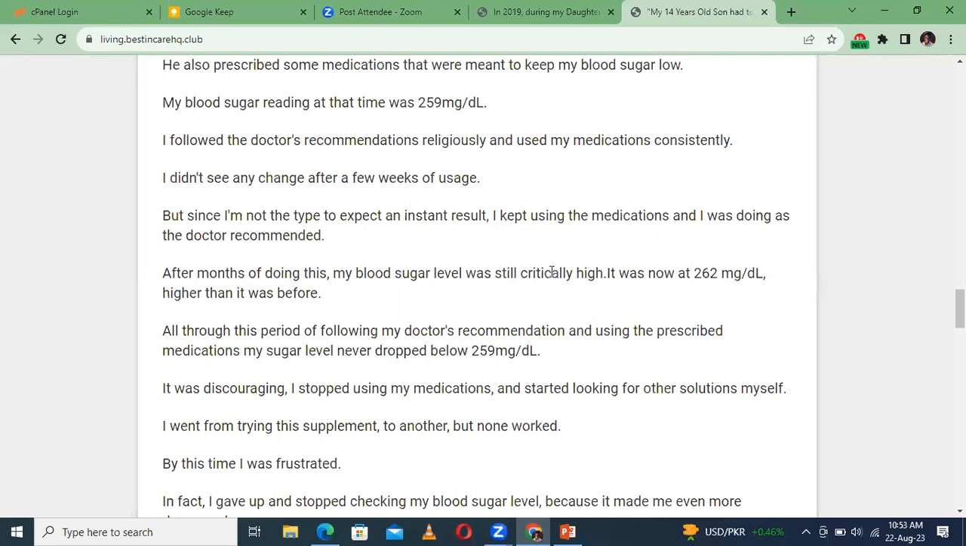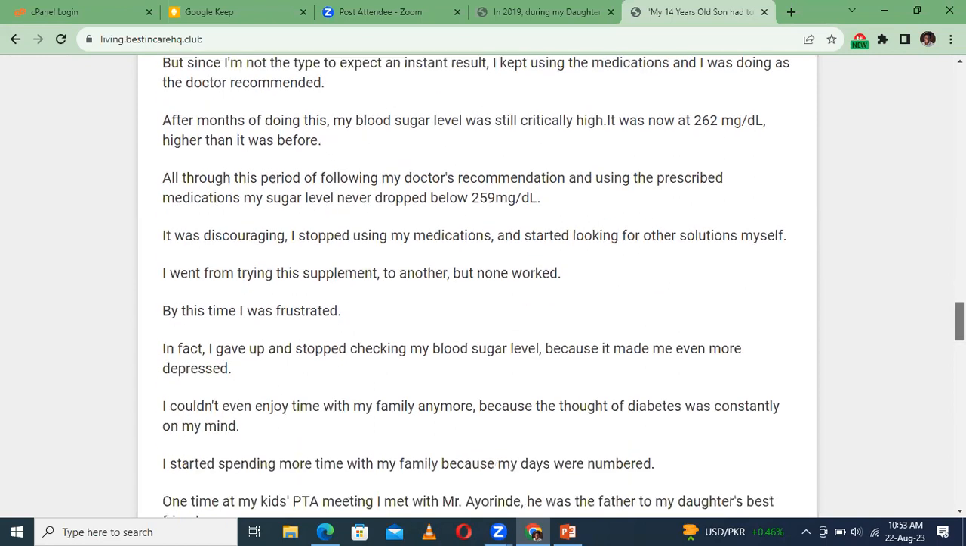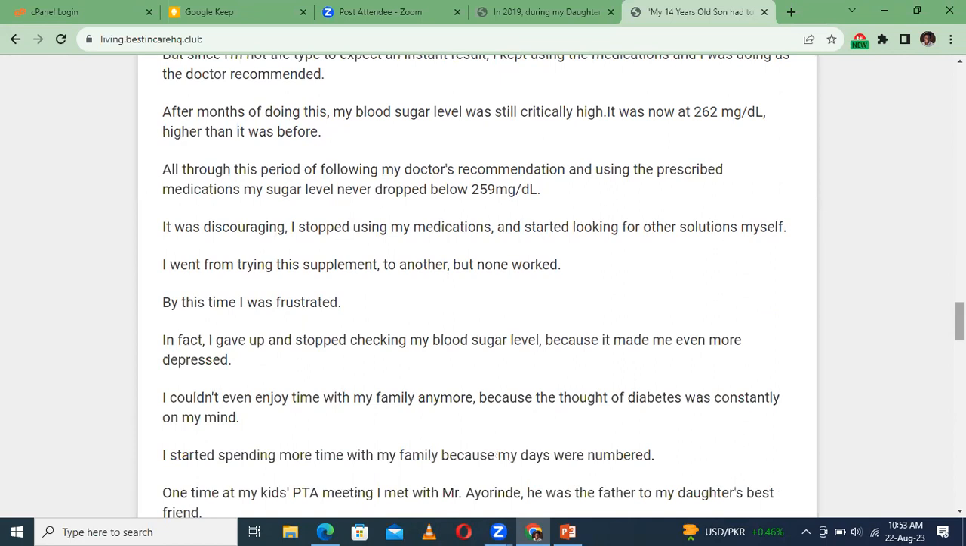But after months of doing this, my blood sugar level was still critically high. It's now 262 milligrams per dL, higher than it was before. All through this period of following my doctor's recommendation and using the prescribed medications, my sugar level never dropped below 259 milligrams per dL. It was discouraging. I stopped using my medication and started looking for other solutions myself. I went from trying one supplement to another, but none worked.